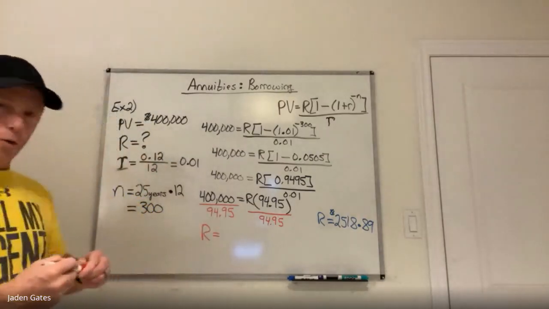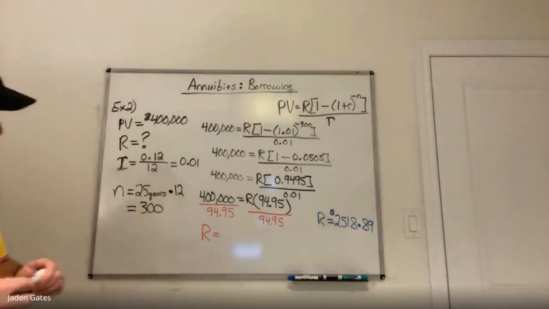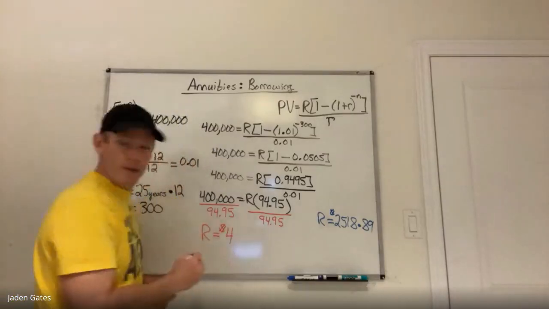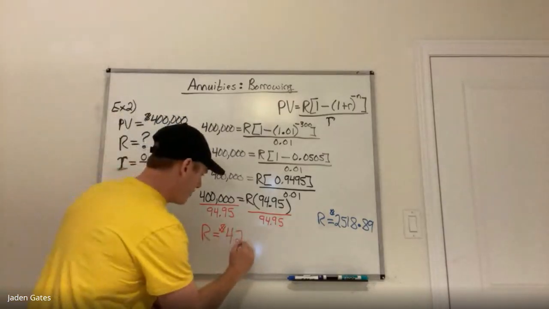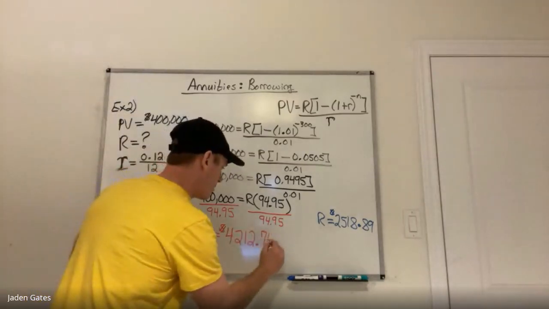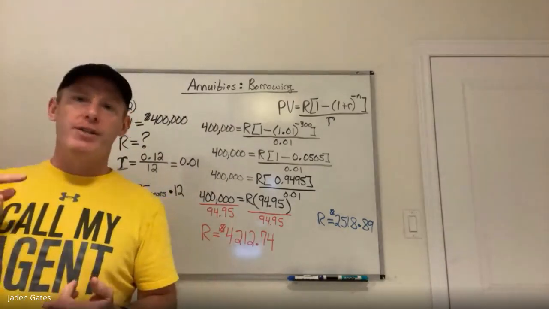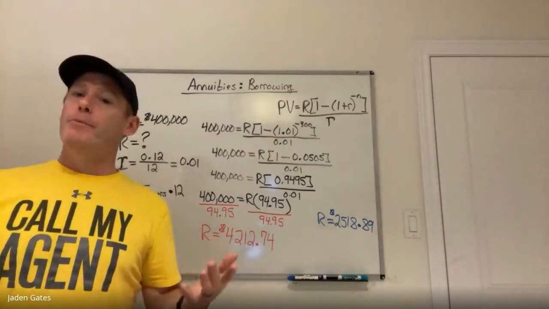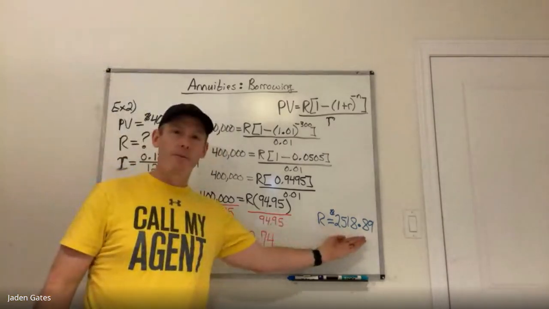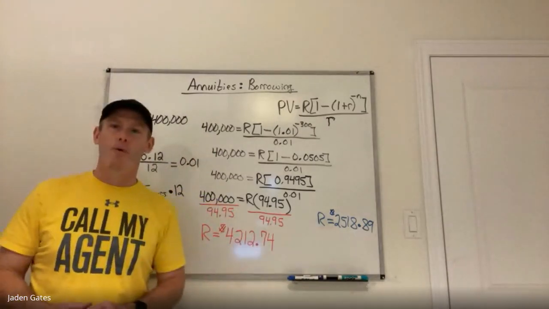And my regular monthly payment that I would have to make here is now, check this out, $4,212.74. So again, that was the same house paid over the same amount of time, but because the interest rate went from 5.7% to 12%, your regular payments have jumped quite a bit.